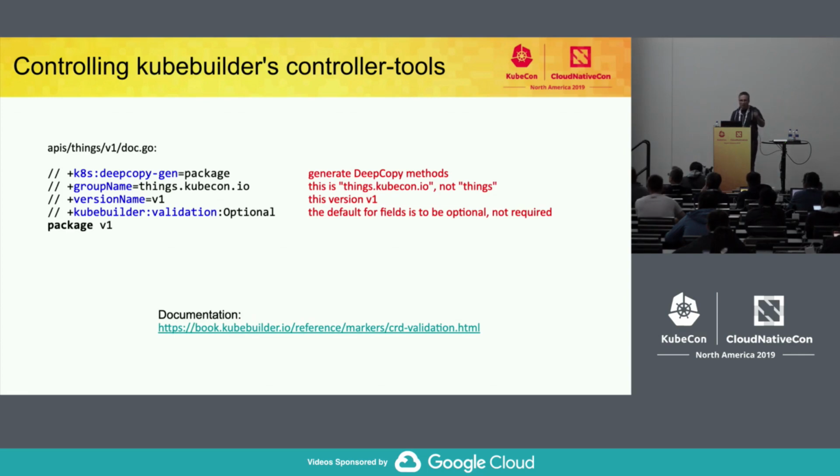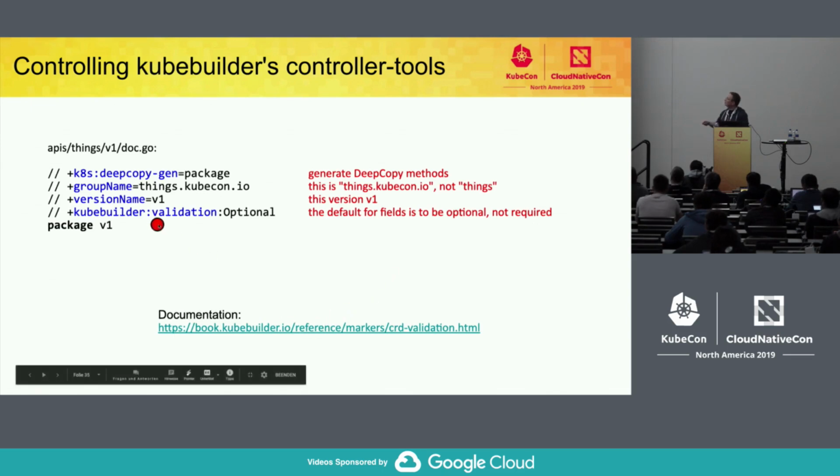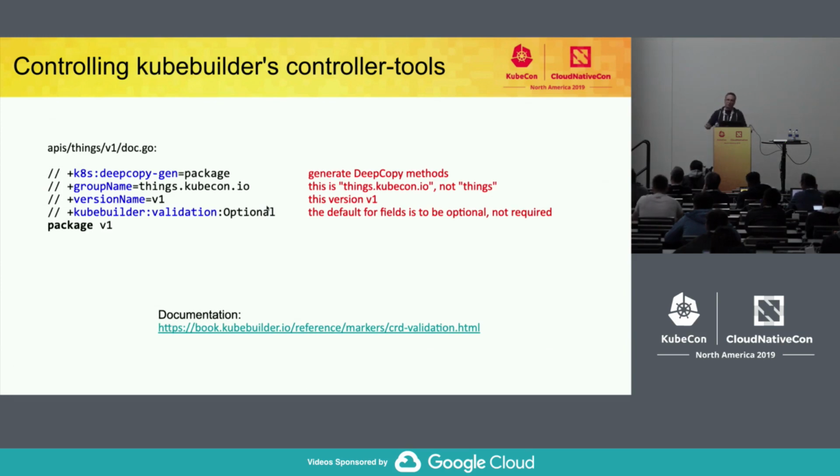Required and optional: for those of you who have used KubeBuilder before, the default is that everything is required. This is kind of unnatural for many people. That's why we built in a mechanism to set a default for the whole package. So you can say kubebuilder:validation:optional in the .go file, at the root of the package. Then everything is optional by default, and you have to opt in to being required. For many cases, this is much more convenient.